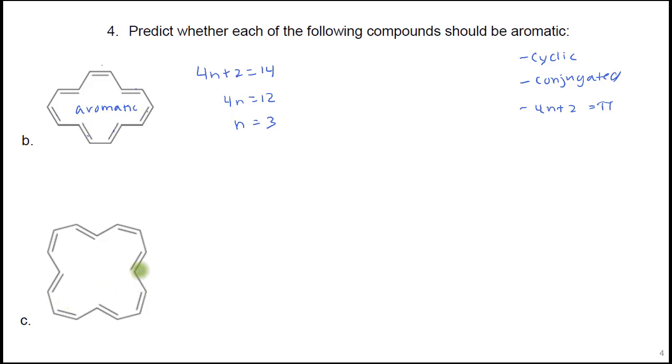In the second structure, we have it cyclic and conjugated, and we can look at the number of electrons. There's 16. N is not a whole number here. So this is not aromatic, but we can look to see if it's anti-aromatic, which would be 4n equals 16. So this is anti-aromatic.